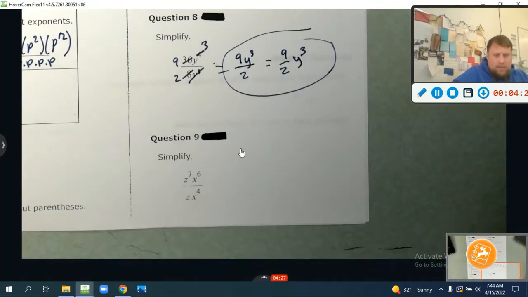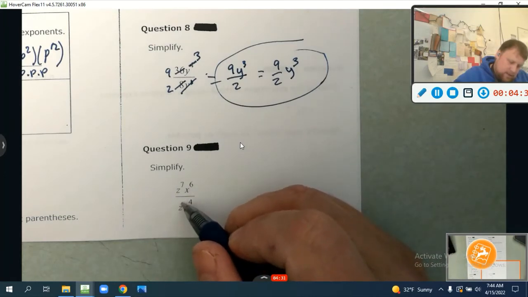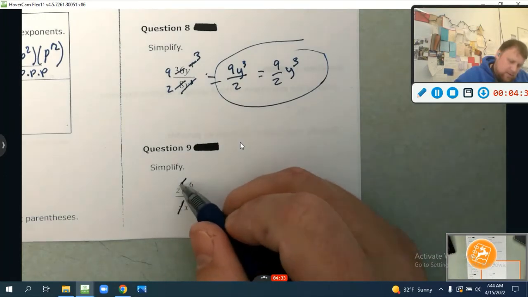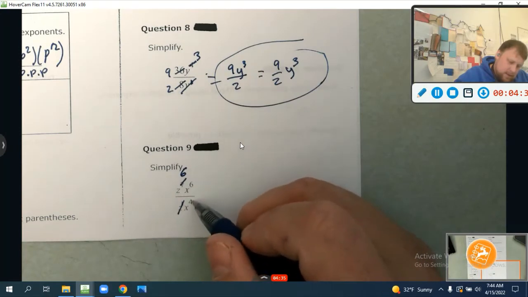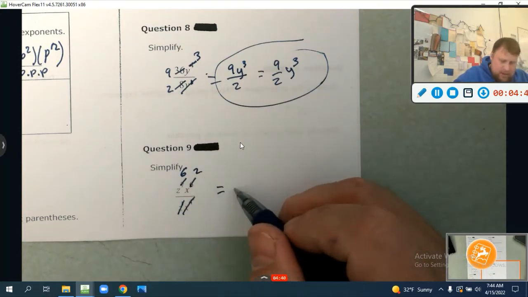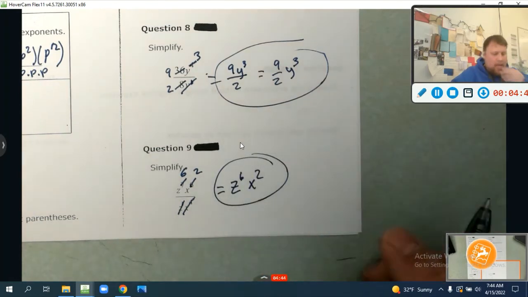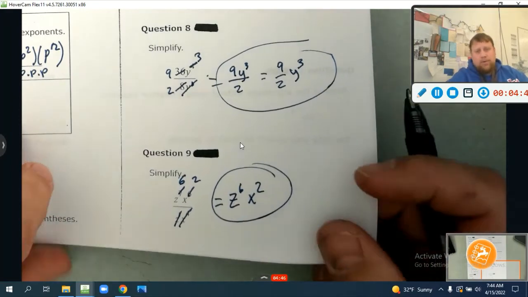Then our last problem of page 1. So again, I got z to the 1 down here, so that's going to be 7 minus 1 is 6. And that's going to be 6 minus 4 is 2. So I've got z to the 6th x squared. You can show it in other ways. That's just how I do it.